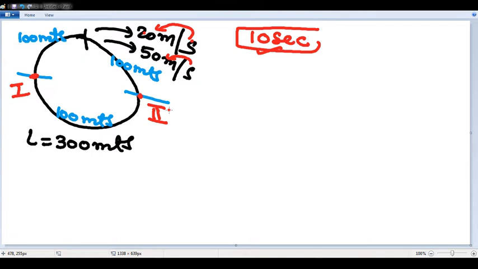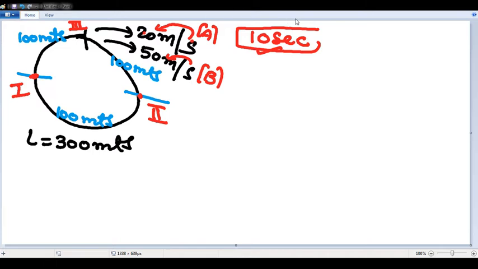From the second meeting point, again after 10 seconds they will meet. 10 seconds means 100, 200 for A. A is here. B: 100, 200, 300, 400, 500. This is the third meeting point. From A's point of view, A is 20 meters per second and B is 50 meters per second. After every 200 meters, we will meet.